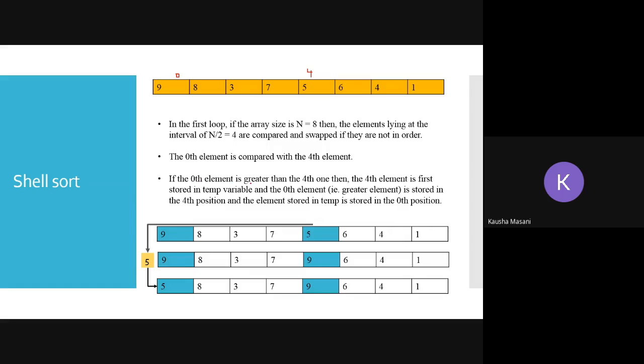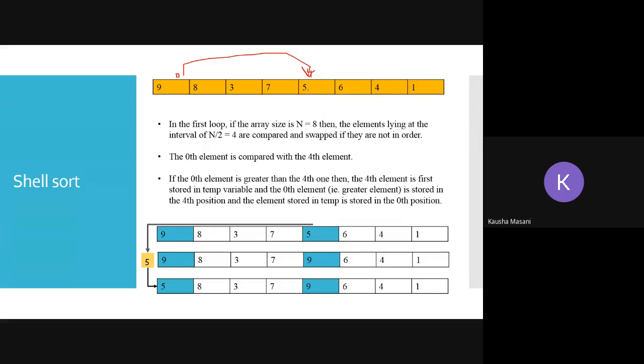If the 0th element is greater than the 4th element, we swap them. The 4th element is first stored in a temporary variable, and the 0th element, the greater element, is stored in the 4th position. Then the element stored in temp is stored in the 0th position. Why is swapping done this way? Because if I directly swap 9 in the place of 5, this 5 will get overwritten.